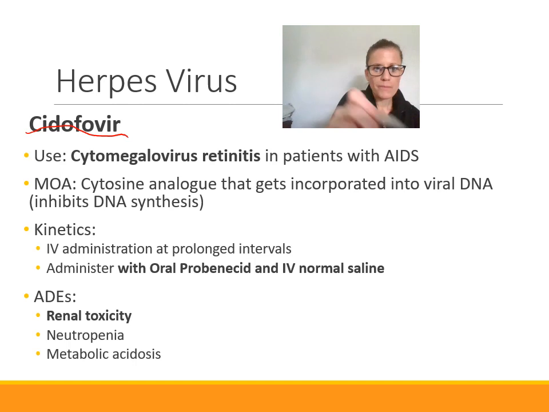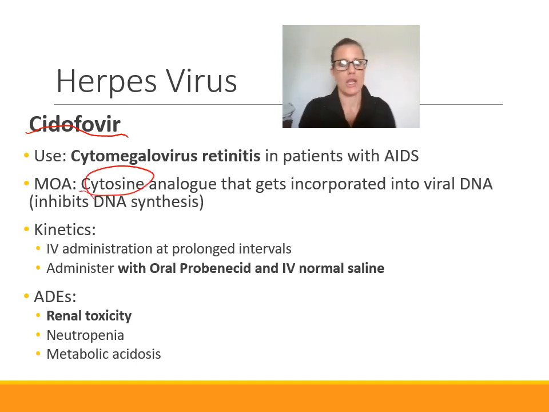Cidofovir is a cytosine analog. So it's just cytosine instead of guanine, but it's still an analog of one of the bases that are used in the formation of DNA. Right, so the cytosine analog, cidofovir, gets incorporated into the viral DNA instead of actual cytosine. So you've got the wrong thing incorporated into the DNA, and that inhibits DNA synthesis, and it inhibits the actual viral replication that occurs.